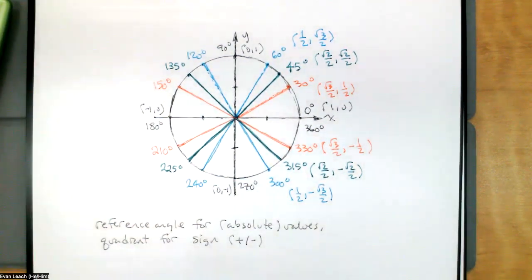The quadrant for the sign, not the sine, the sign. Positive. The other thing that we noticed is that the x coordinate was always telling us about the cosine of the angle, and the y coordinate was telling us about the sine of the angle.